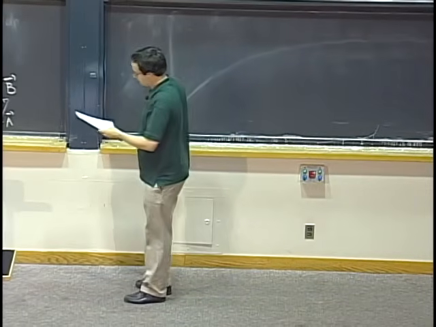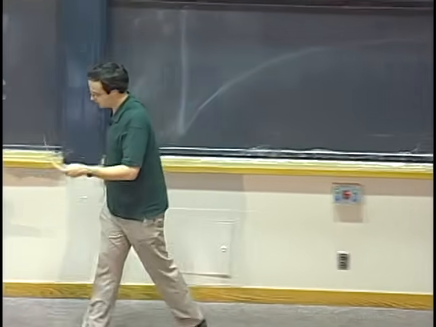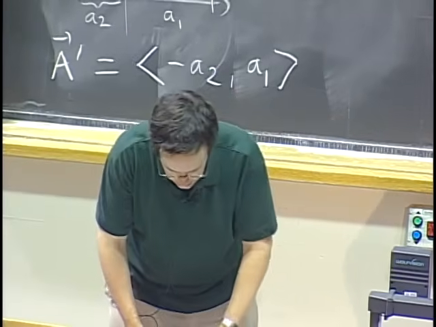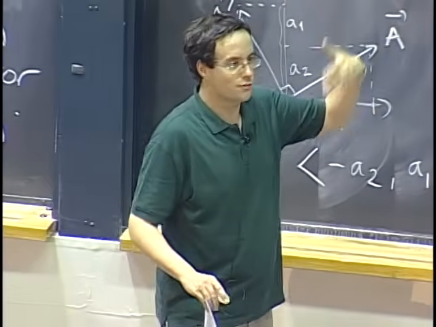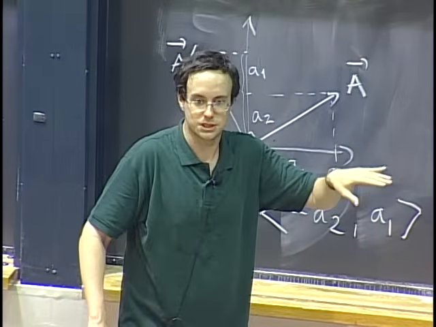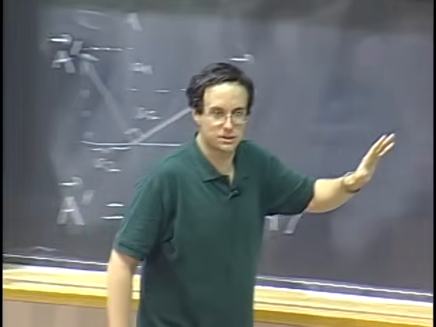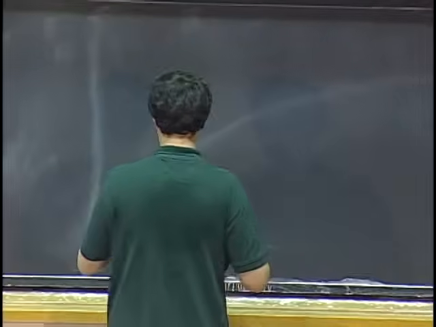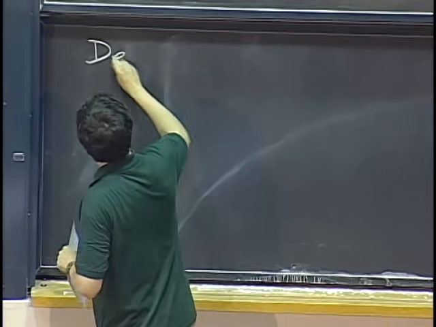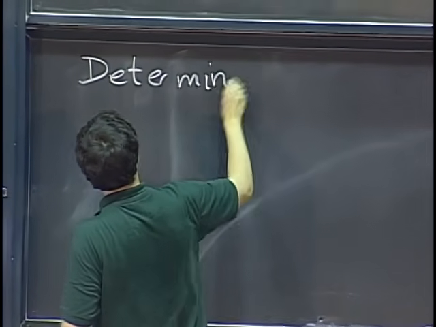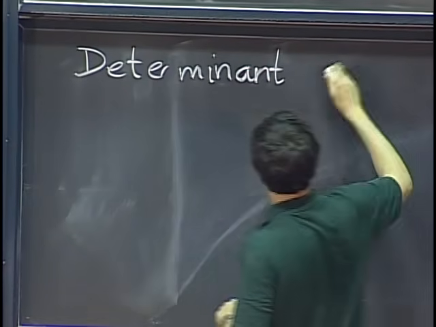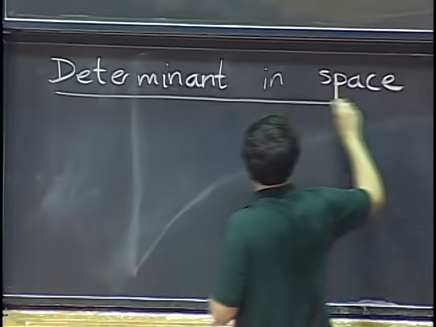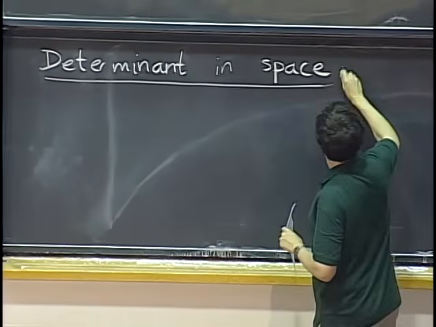So there are 2 things we can do in space. You can look for the volume of solids or you can look for the area of surfaces. So let me start with the easier of the 2. Let me start with volumes of solids. And we'll go back to area, I promise. So I claim that there's also a notion of determinant in space, and that's going to tell us how to find volumes.